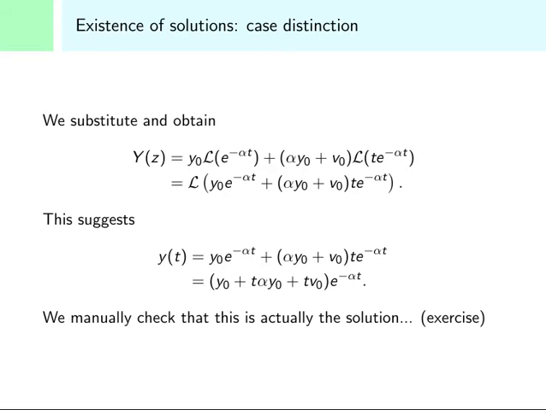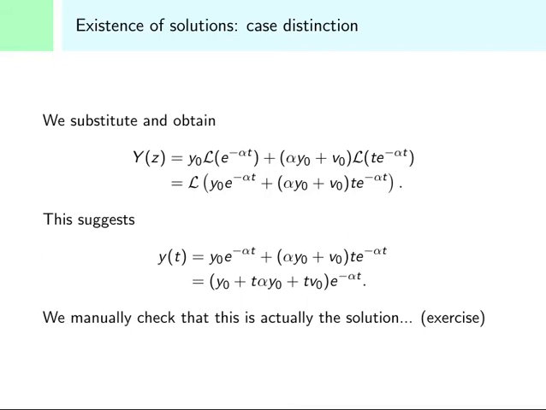Capital Y of z equals y0 times the Laplace transform of exponential negative alpha t, plus alpha y0 plus v0 times the Laplace transform of t times exponential negative alpha t. Using linearity, we see that all that is the Laplace transform of one particular function, namely y0 exponential negative alpha t plus alpha y0 plus v0 t exponential negative alpha t. That produces the formula for y of t.